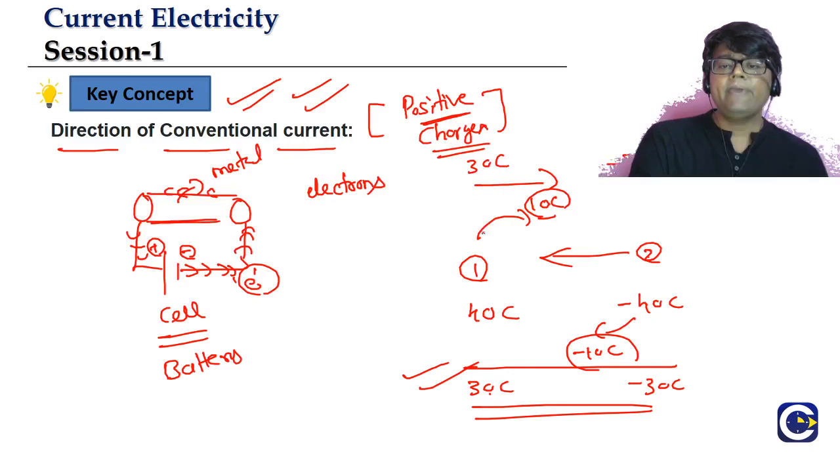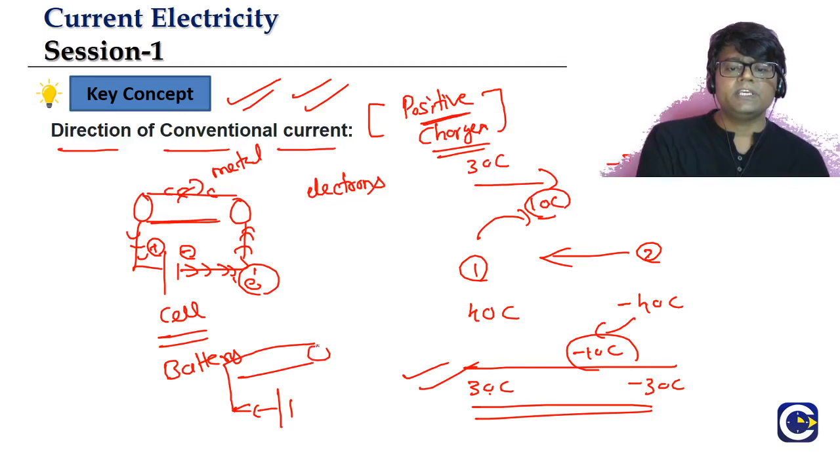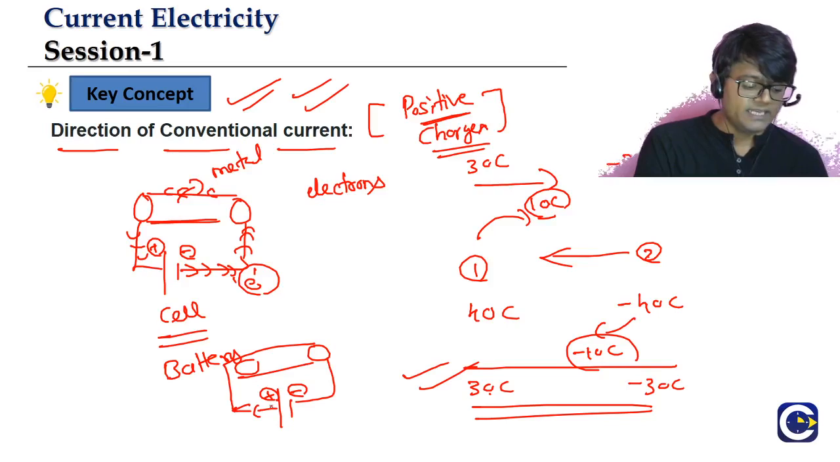Based on this idea only, the direction of conventional current is defined. So if some negative charge is coming from the negative plate to positive plate, it is equivalent to what? It is equivalent to the same amount of positive charge moving from the positive side of the terminal to the negative side of the terminal. So the direction of conventional current is taken to be what? It is taken to be starting from the positive terminal of the cell or battery and reaching the negative terminal. Clear? And whatever is the value of charge that is moved, it will be same.